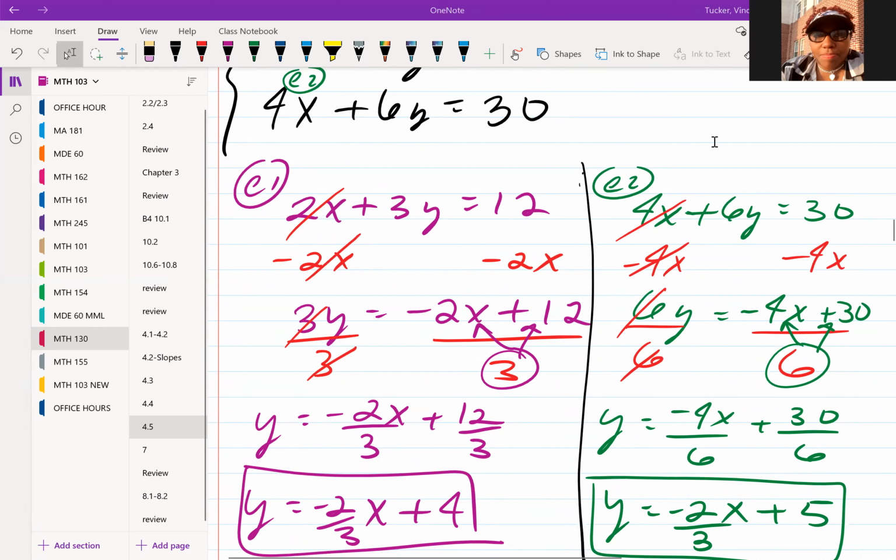For equation 2, same process, just different numbers. We subtract 4x from both sides. Divide both sides by 6. That'll give us -4/6 x plus 30 over 6. Simplify that, I have y equal to -2/3 x plus 5. Give you a chance to finish copying that down.